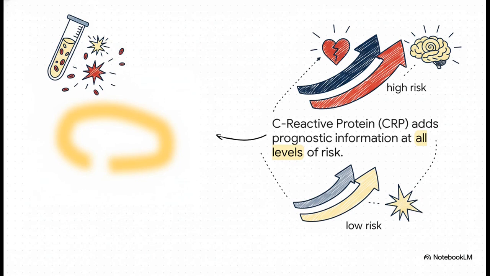We look for its fingerprints in the blood. And one of the best markers is something called C-reactive protein, or CRP. Now look at this graph. It's telling you something very important. It doesn't matter what your other risks are. If your CRP is high, your risk is high. It's a powerful, independent clue that danger is brewing.